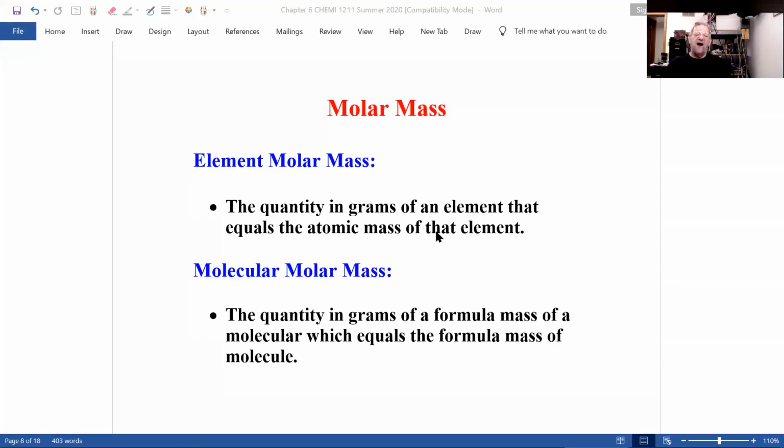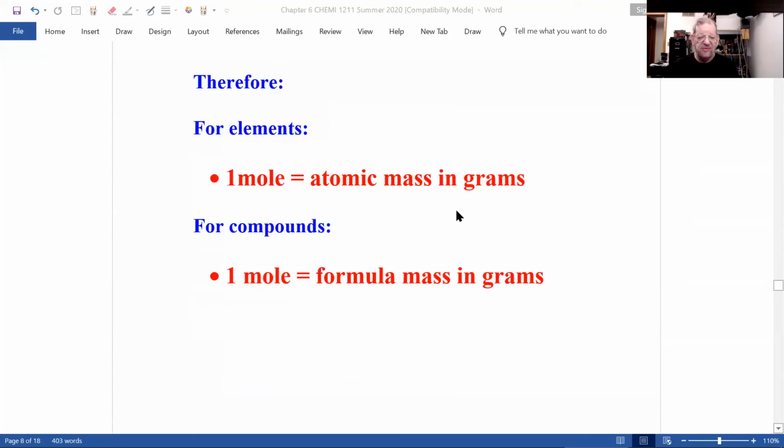All right, now we're going to talk about what's called molar mass. And what molar mass is, and this is very important: for an element, the quantity in grams of that element equals the atomic mass of that. And for a molecular molar mass, the quantity in grams for the formula or molecular weight of a molecule equals the formula mass of that. And what that really means is 1 mole of an element equals the atomic mass in grams.